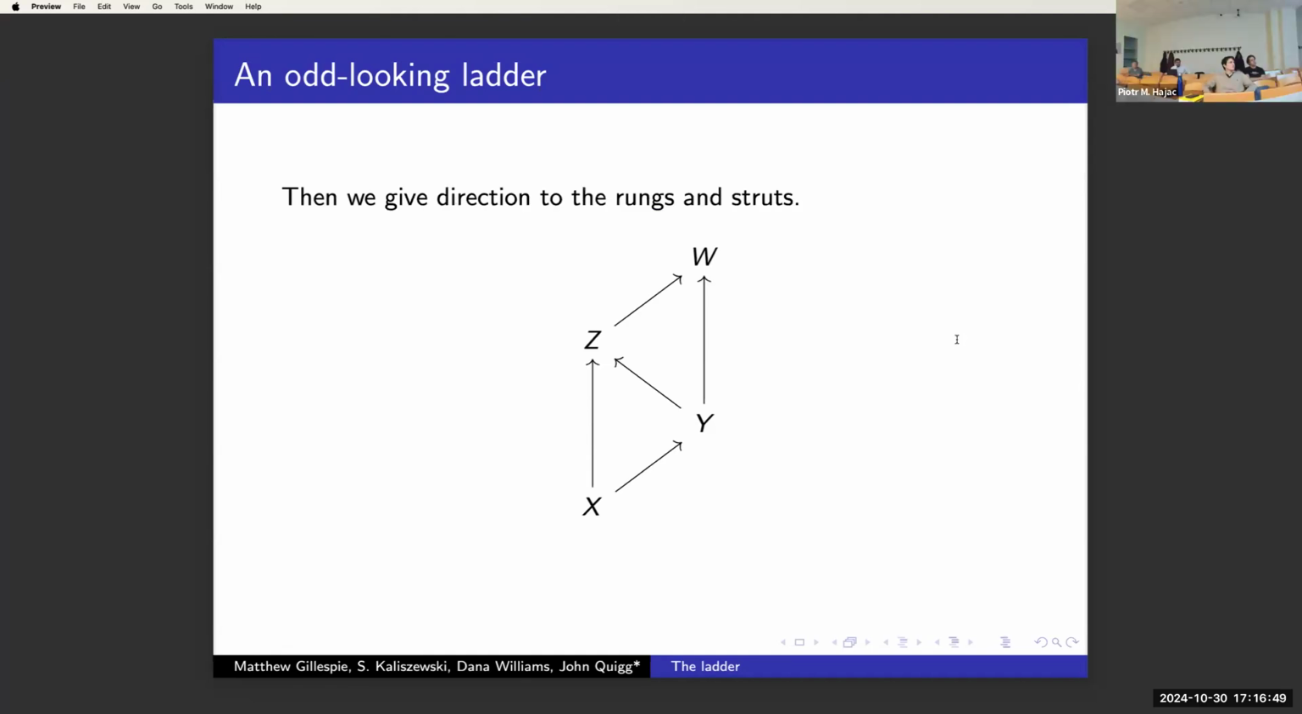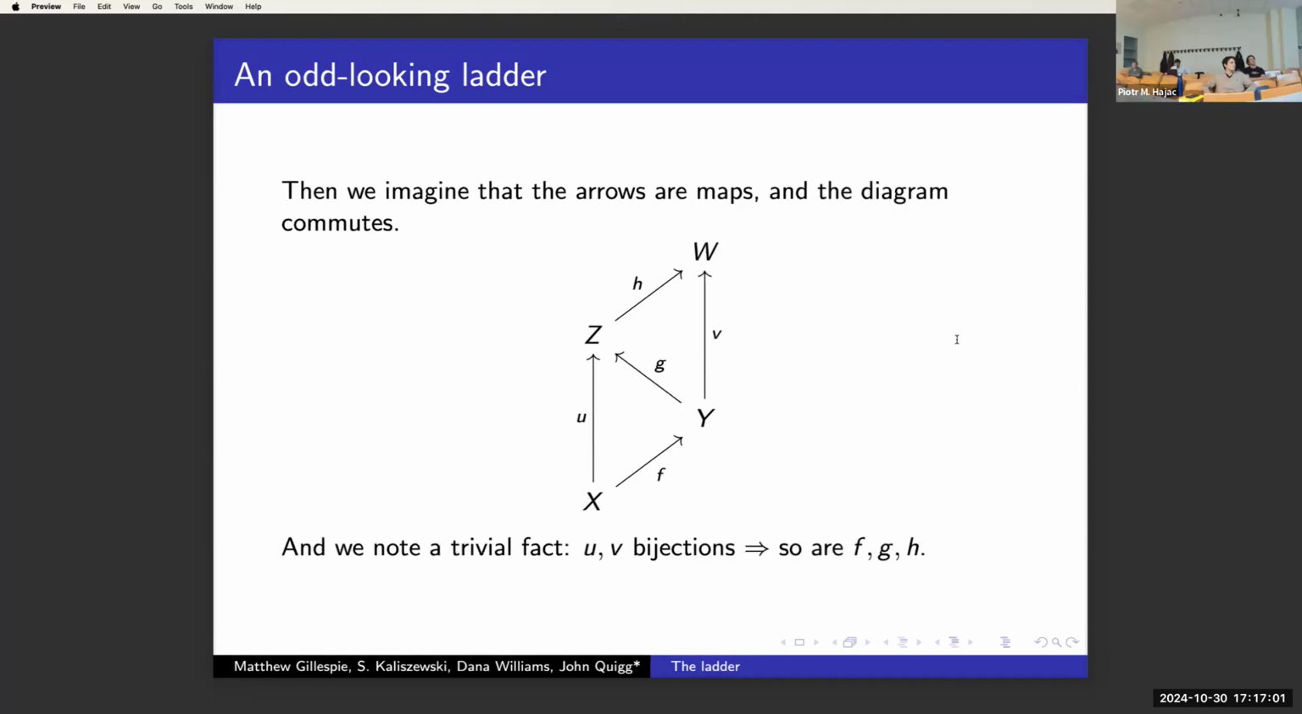So then we're slowly building how the ladder is going to work. We give direction to the rungs and struts so they point up and to the right. And then we imagine that the arrows are maps, functions between sets, and that the diagram commutes. And it all rests upon a very trivial fact: if the vertical struts, the U and the V, are bijections, then so are all the rest, the F, G, and H. I'll give you a few seconds to convince yourself. You got it? Okay, here we go. So that's it.